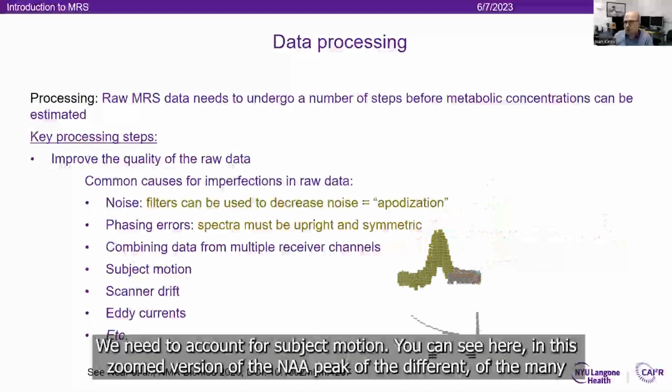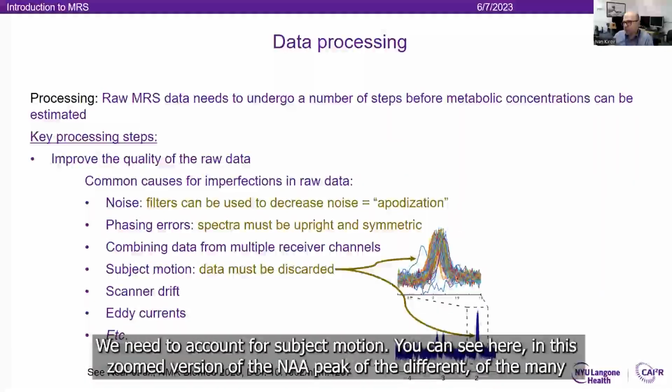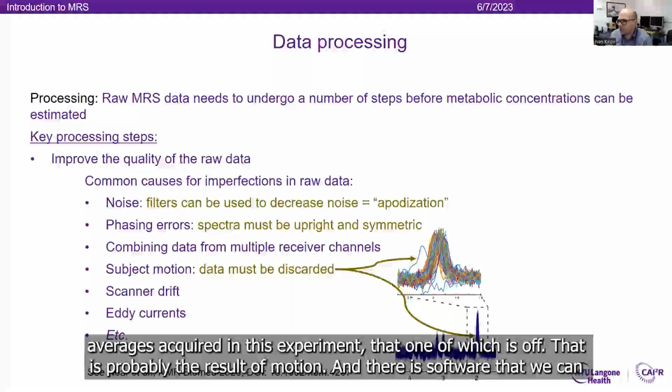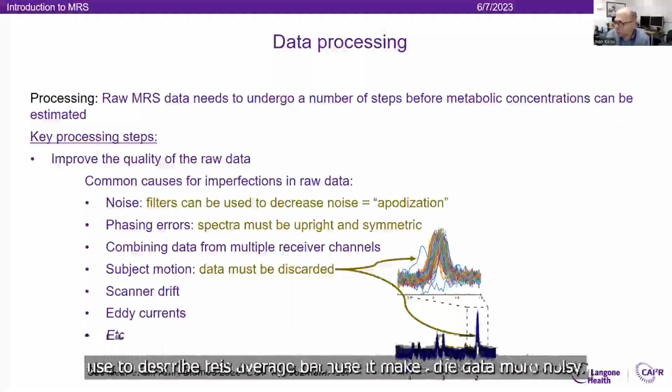We need to account for subject motion. You can see here in this zoomed version of the NAA peak of the many averages that were acquired in this experiment that one average is off. That is probably a result of motion, and there is software that we can use to discard this average because it makes the data more noisy.